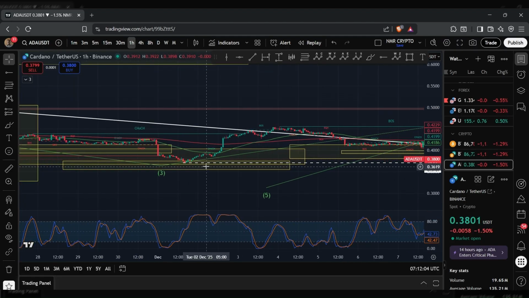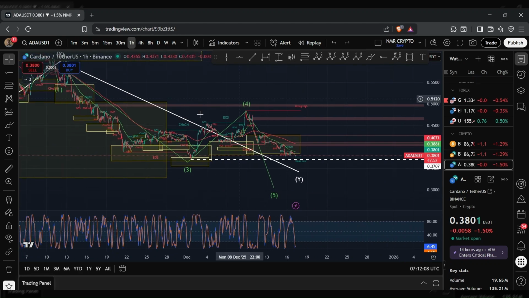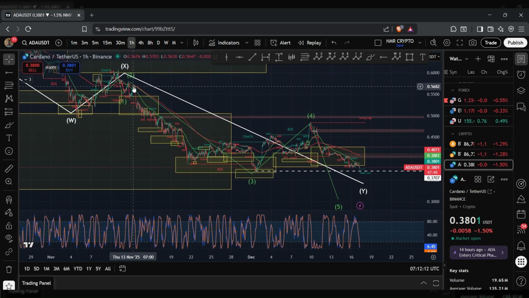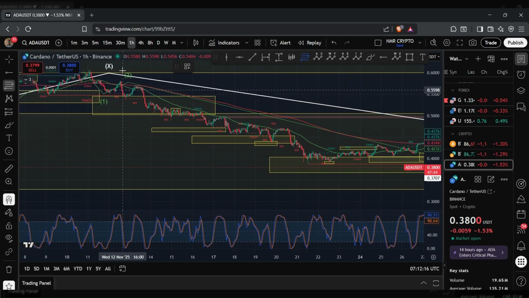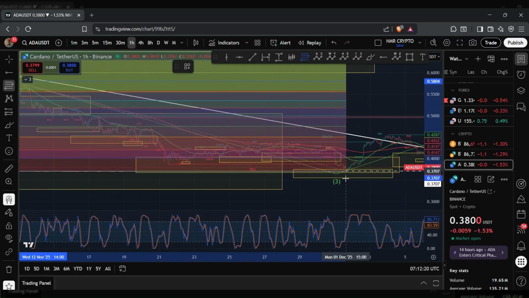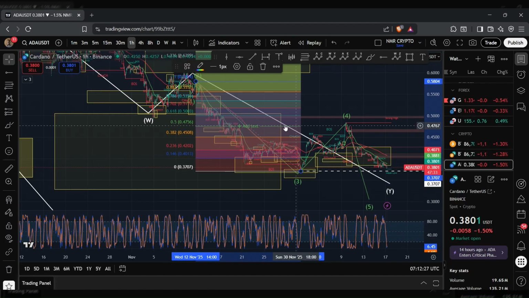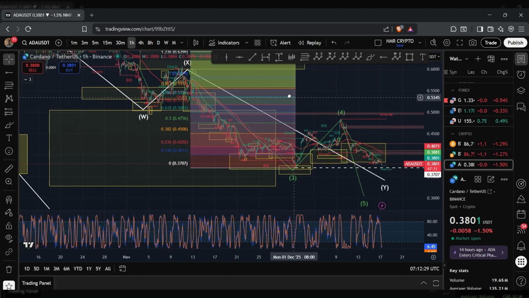And if that's the case, for this structure to be in play, the fourth wave would typically reach anywhere between 23.6% to 50% of the wave 3. So that range sits between, if I just bring in the fib tool, anywhere between around 42 cents to 47 cents. And you can see that we got rejected at the 50% retracement level.